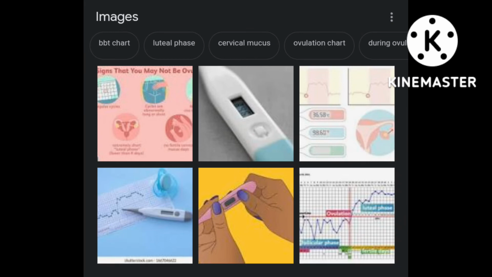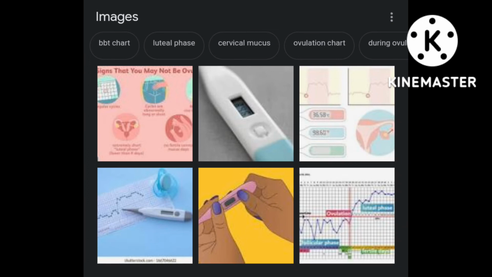How to use: take your basal body temperature every morning before getting out of bed. Use a digital oral thermometer or one specifically designed to measure basal body temperature. Track your temperature readings. Plan sex carefully during fertile days.